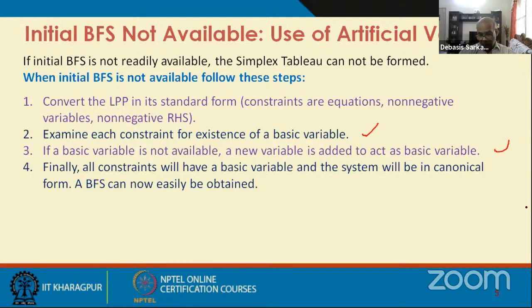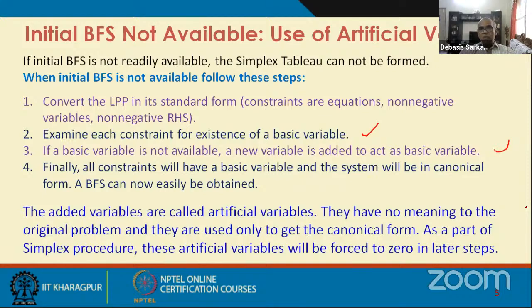So after you have put in surplus variables, slack variables, etc., you examine each constraint for existence of a basic variable. If a basic variable is not available, you add an artificial variable. Now, after visiting each constraint this way, you will finally notice that a basic variable is available for all constraints, and the system will be in canonical form. So the basic feasible solution can now easily be obtained.